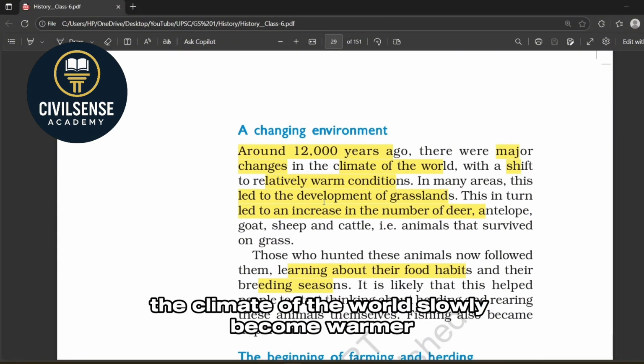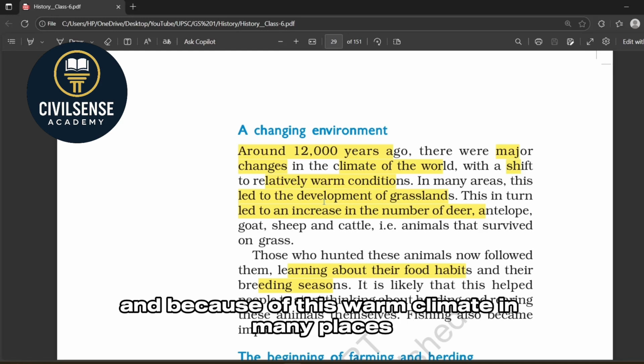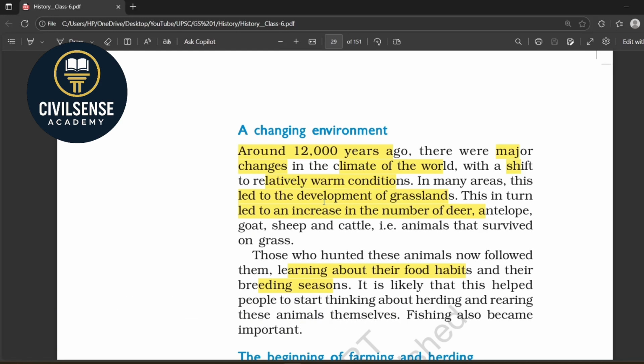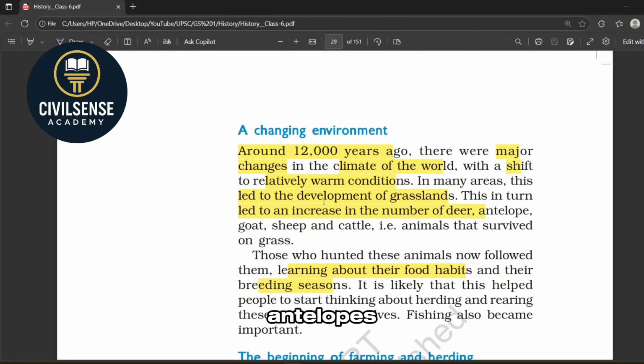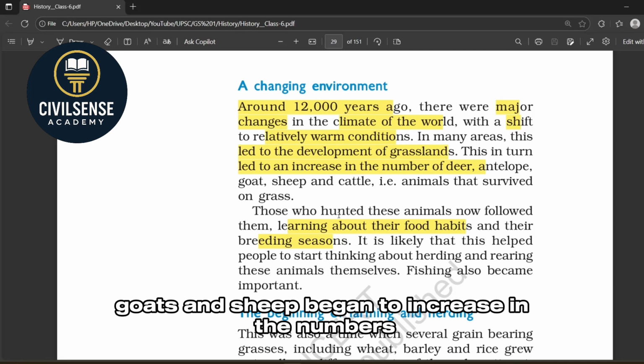The climate of the world slowly became warmer, and because of this warm climate, in many places the big green grassland started to appear. Now where there is grass, there will be animals, and so animals like deer, antelopes, goats, and sheep began to increase in numbers.